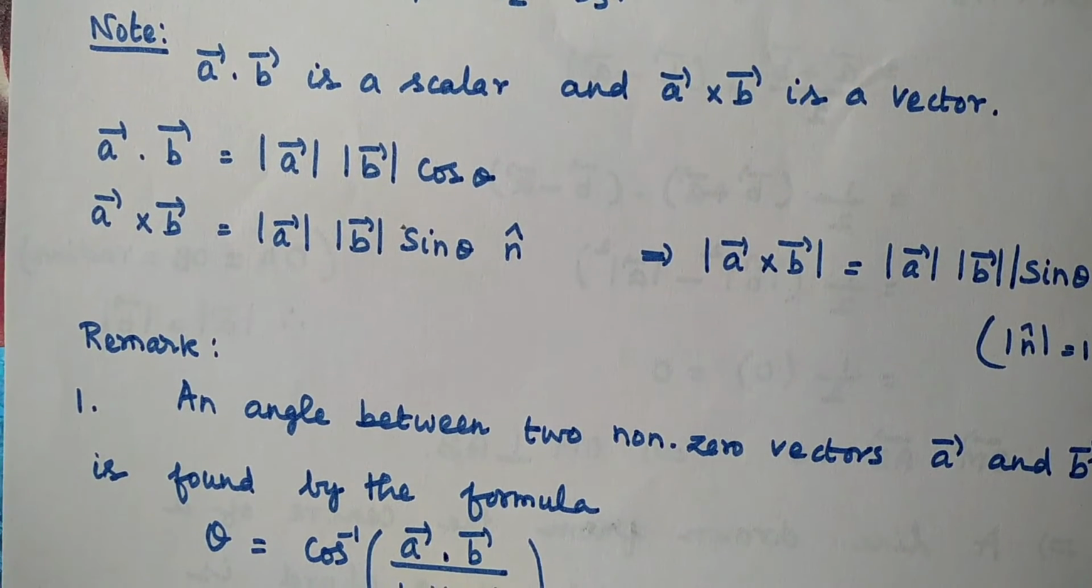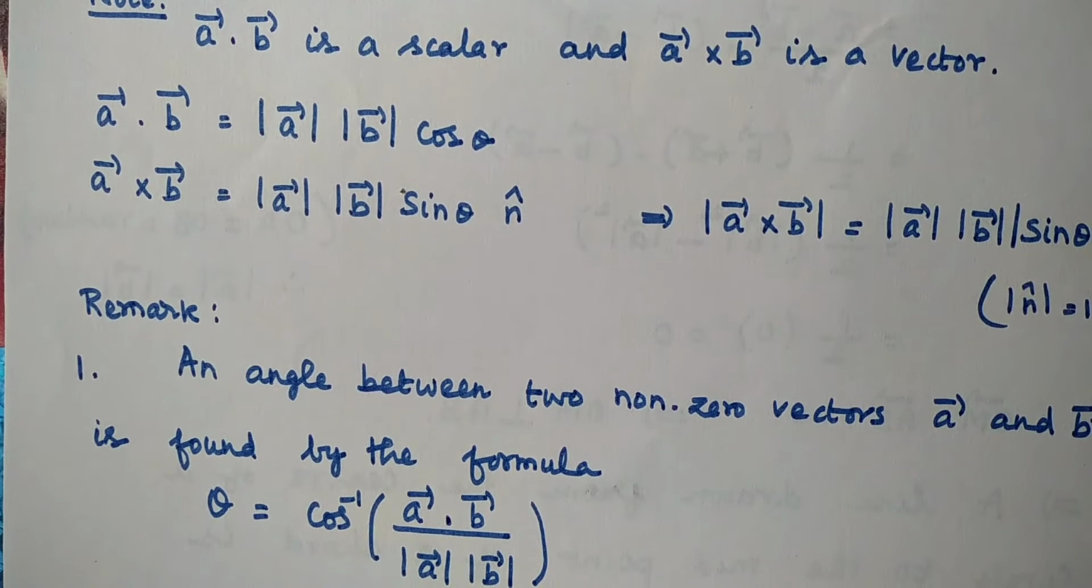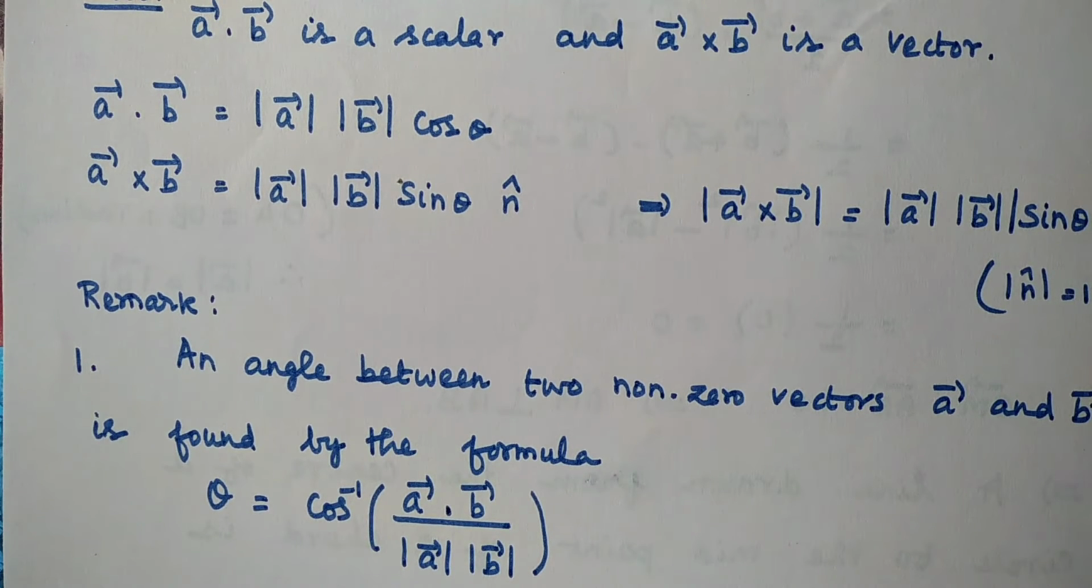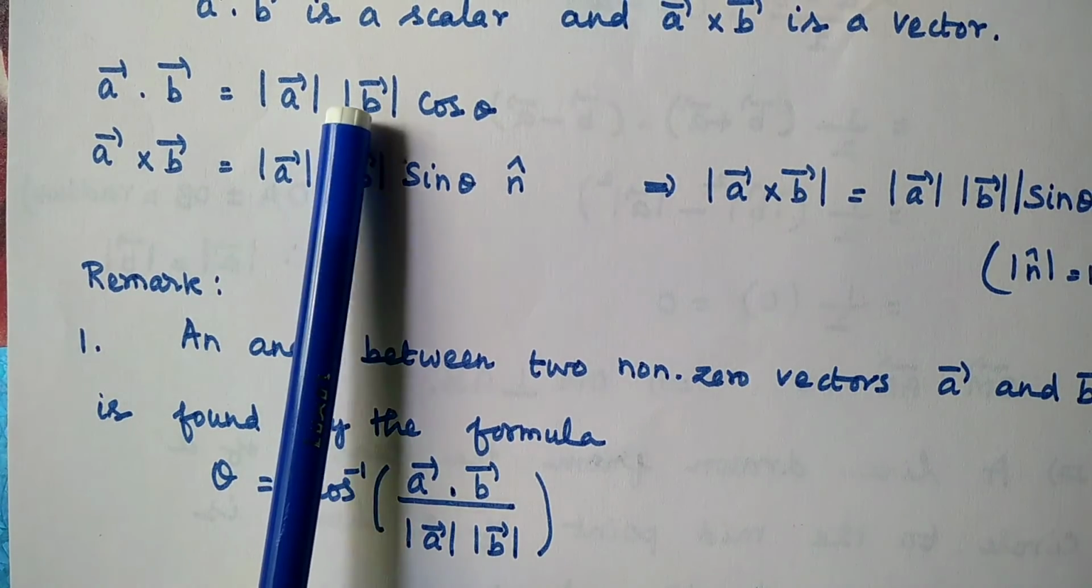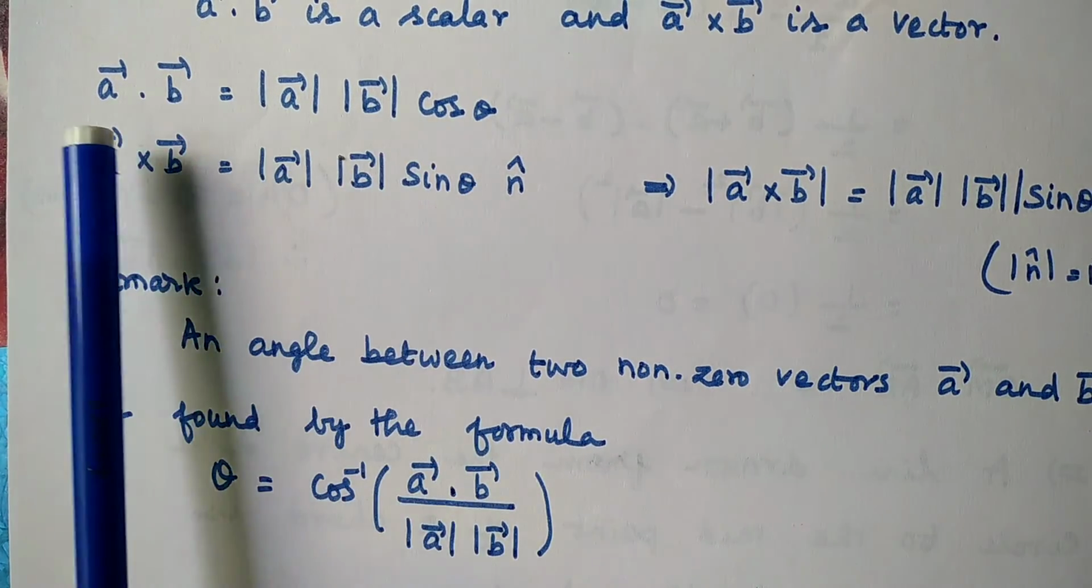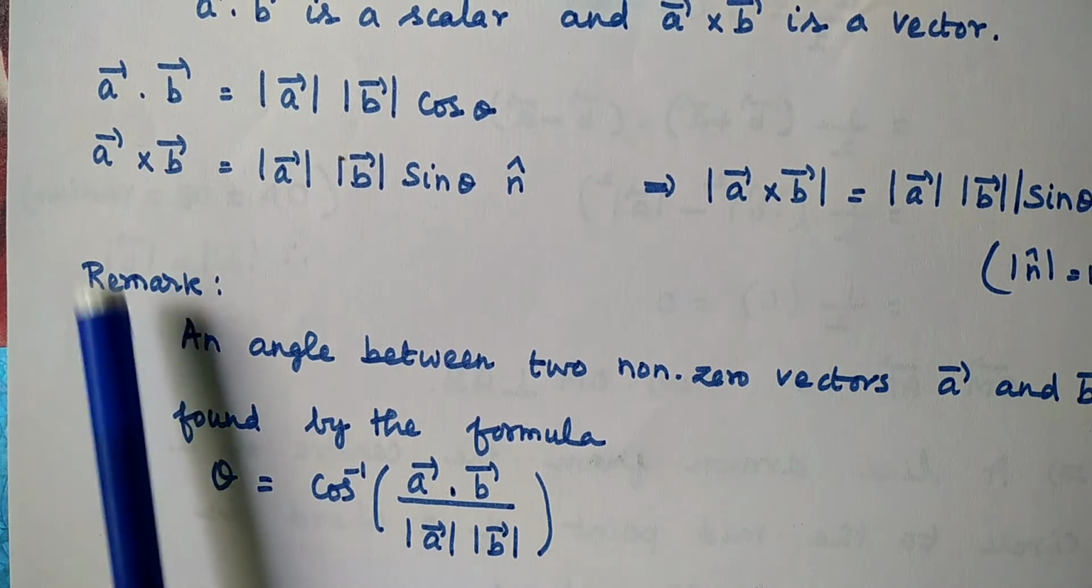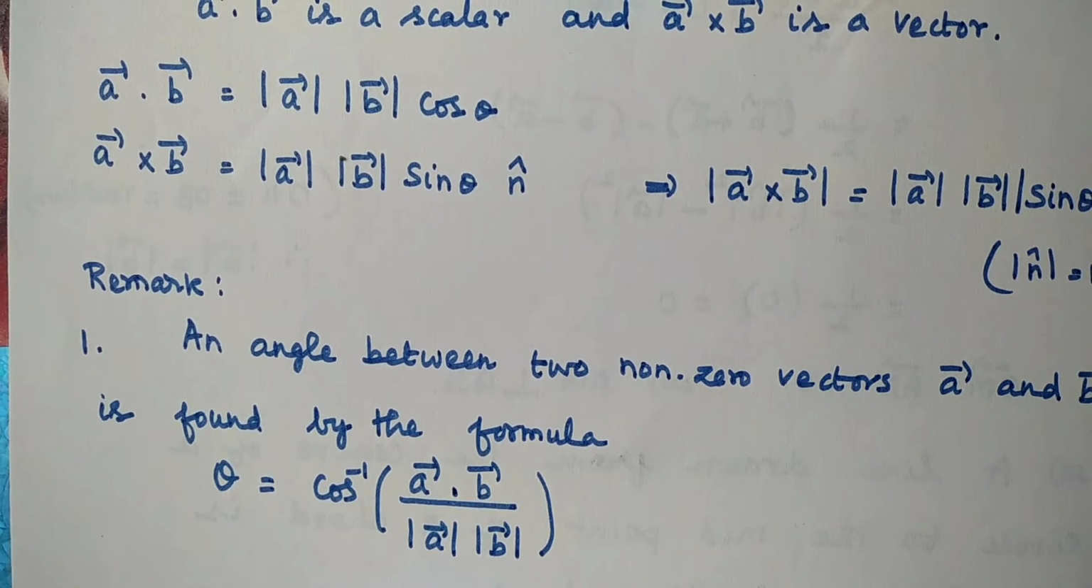The angle between two non-zero vectors a vector and b vector is found by the formula theta is equal to cos inverse of a vector dot b vector divided by modulus of a vector into modulus of b vector. From this, cos theta equal to a vector dot b vector divided by modulus of a vector, modulus of b vector. So, theta equal to cos inverse of a vector dot b vector divided by modulus of a vector into modulus of b vector.